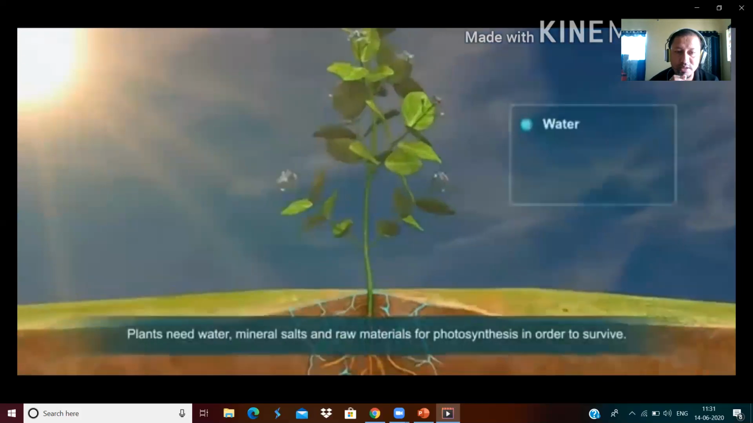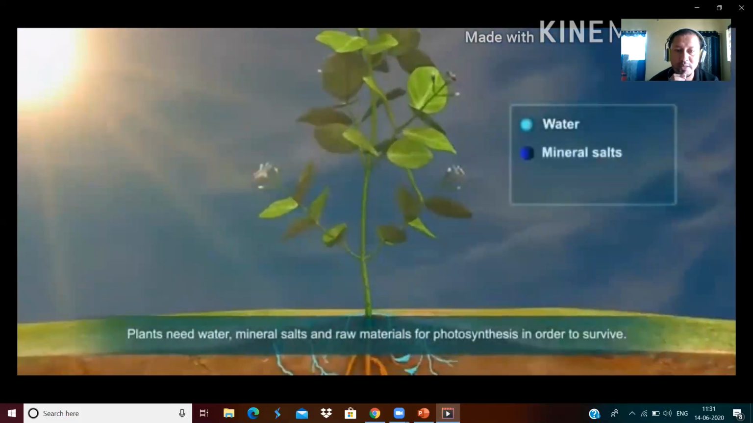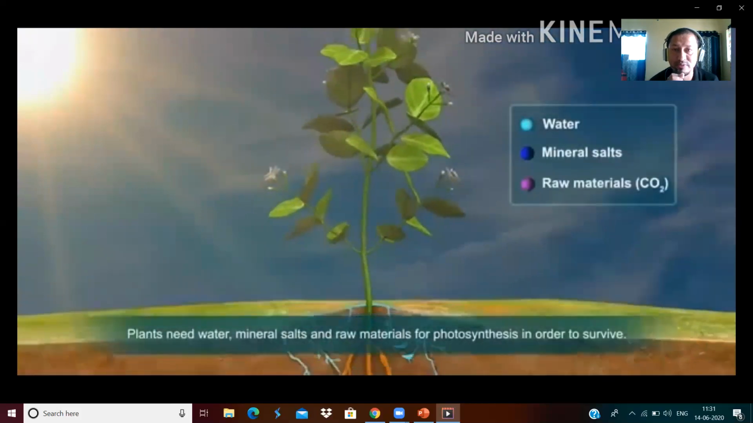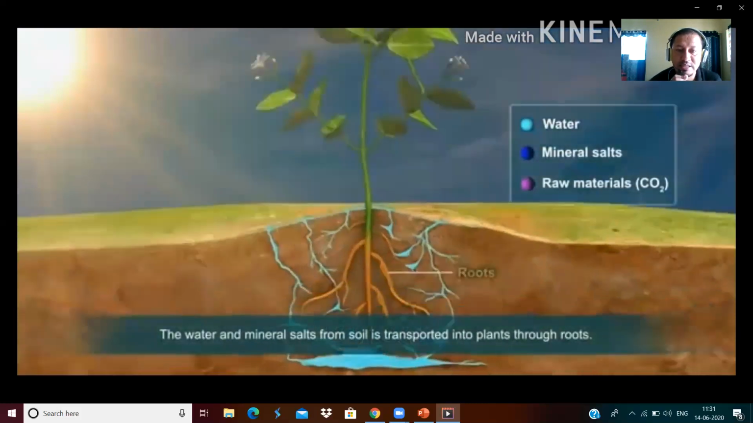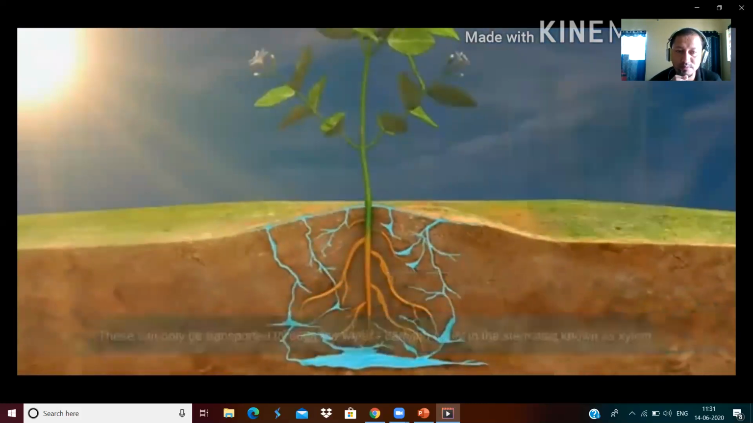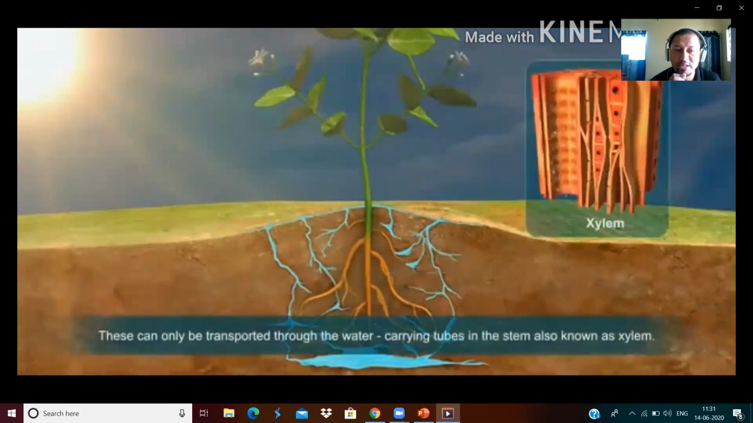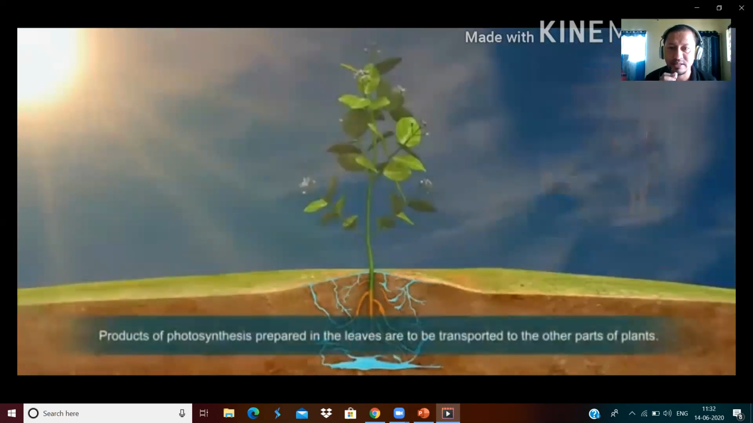Plants need water, mineral salt, and raw material for the process of photosynthesis in order to survive. The water and mineral salt from the soil are transported into plants through roots. They can only be transported through the water-carrying tubes in the stem, also known as the xylem. So xylem plays an important role, as I have discussed earlier. In xylem there are two major components, that is tracheids and vessels.